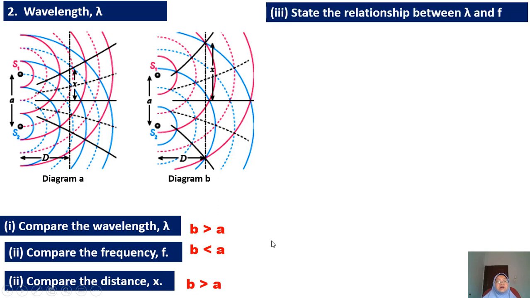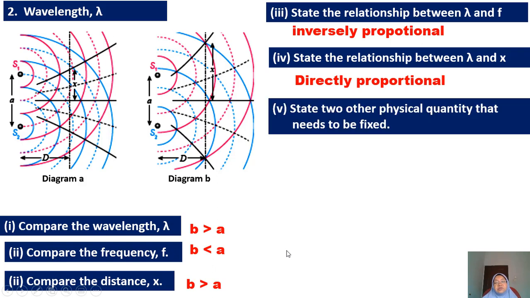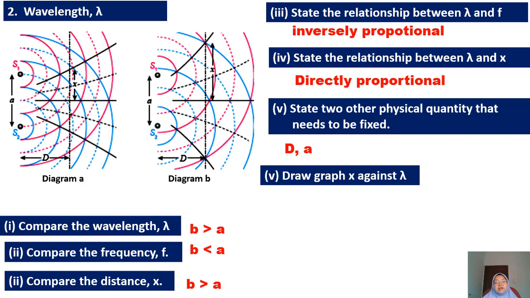Next, state the relationship between lambda and f. Lambda and f are inversely proportional. Then state the relationship between lambda and x. Lambda and x are directly proportional. State two other physical quantities that need to be fixed. So we have D and a. Draw a graph of x against lambda, which is directly proportional. So x and lambda are directly proportional.